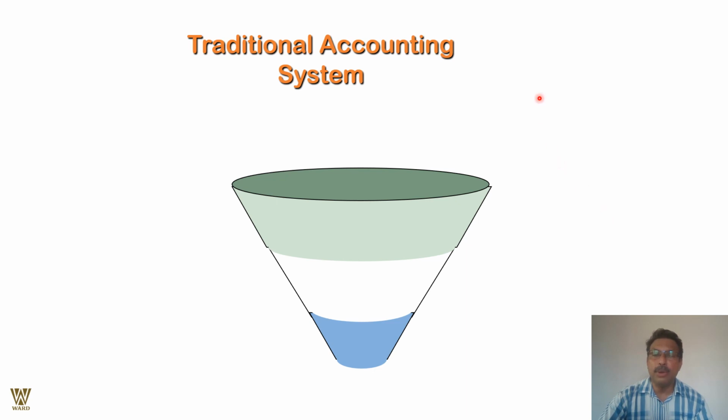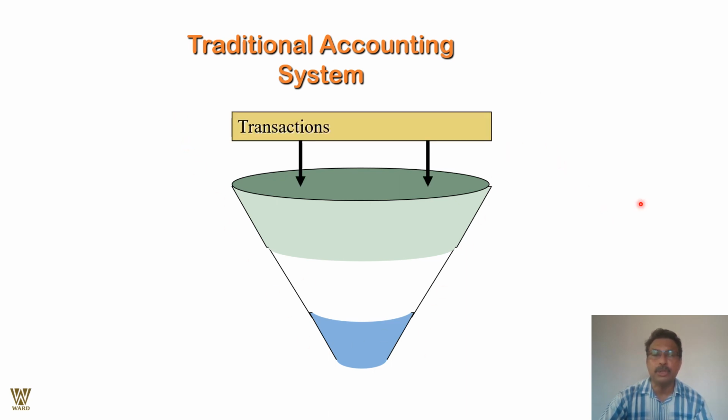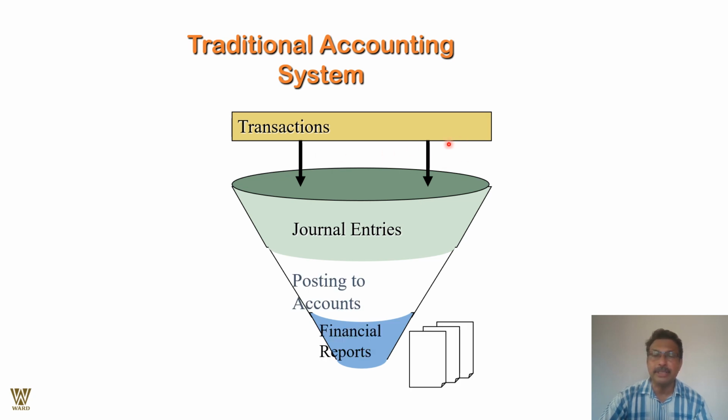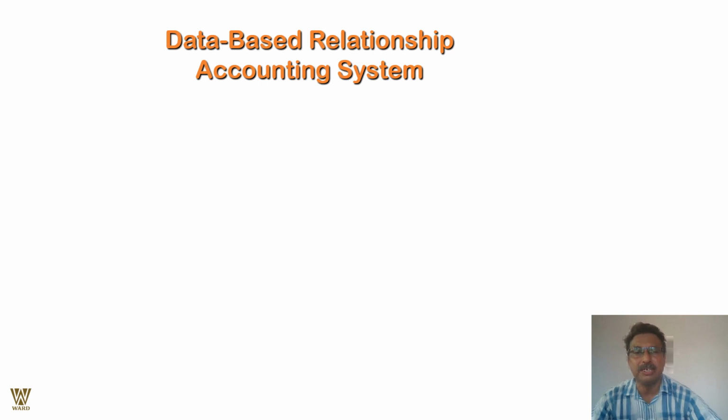Now, what are we looking into in the traditional accounting system? What are the pilferages that go around it? First and foremost is the transaction. Every transaction is noted into journal entries as to where it comes from and where it goes to, then posting to the accounts and the financial reports that we start generating. This is how the traditional accounting system goes around it.